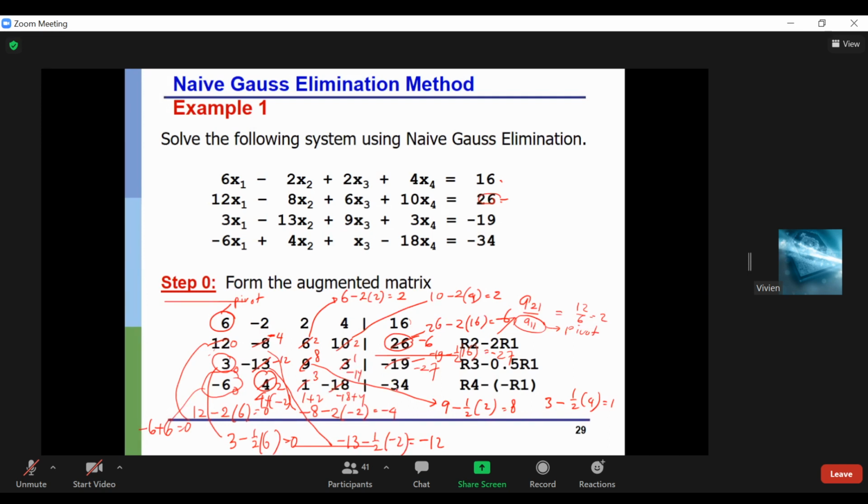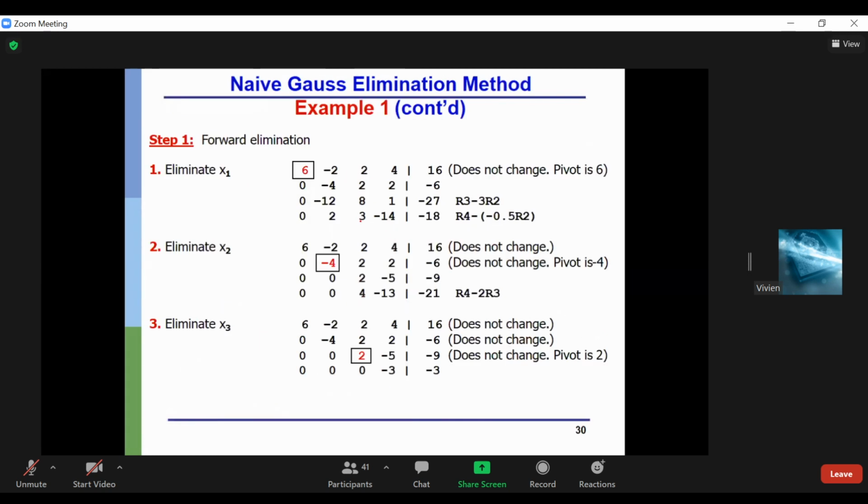And this one will be minus 34 plus 16. So that will be minus 18. Yeah, so we see the last row here will be 0, 2, 3, minus 14, and minus 18. So this is the result. Okay, so we finish eliminating the first column.